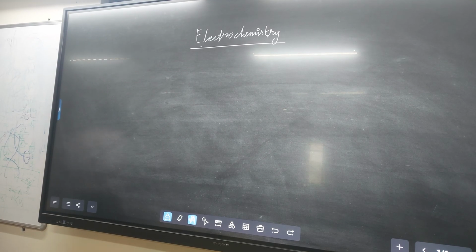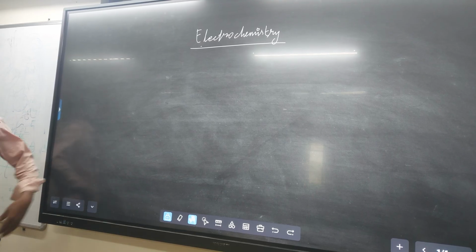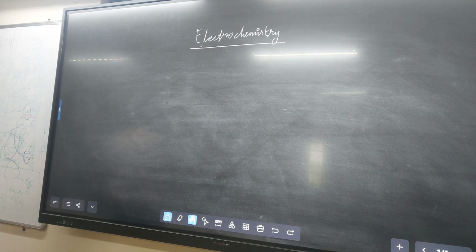Right. So electrochemistry is very familiar for you because you already studied a lot of things in your school. Most of the students maybe come from the CBSE background, so they are very familiar with electrochemistry. The same thing we are doing here also. First, what is electrochemistry?